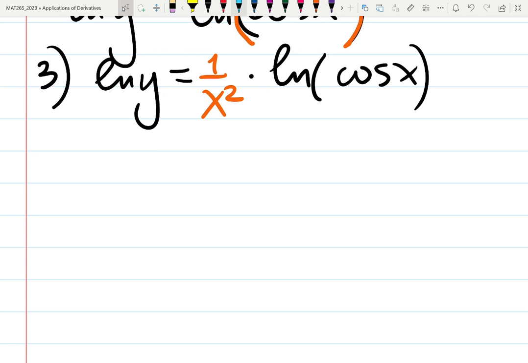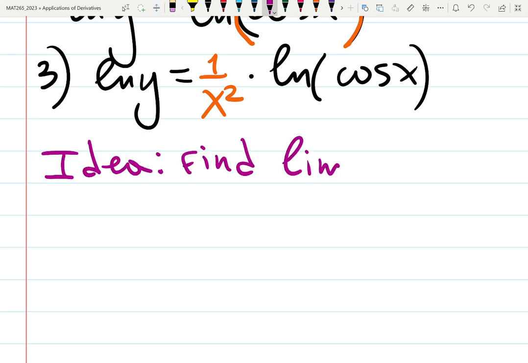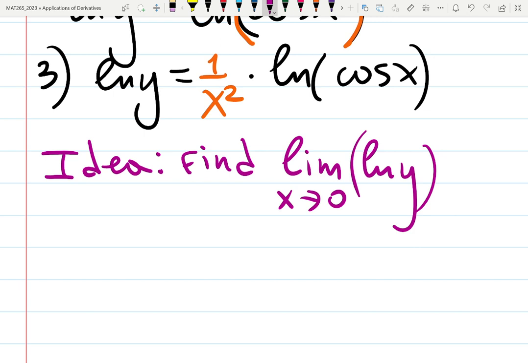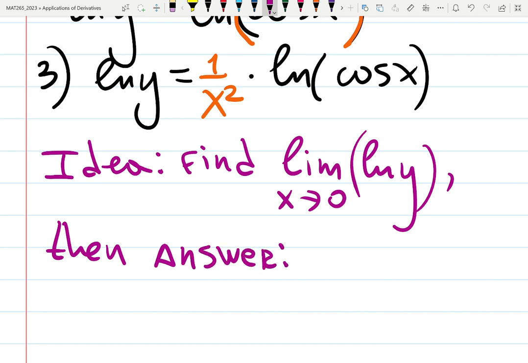Let's find, so idea, let's put it like so. Idea: find the limit of ln y instead of y. In our case, it was x goes to 0, but whatever the limit is. Then, don't forget the answer will not be the number you get. It will be e to the result.